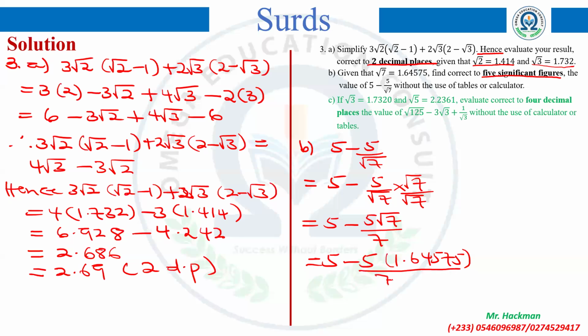Or someone can take the LCM, write it as a single fraction, then later go and substitute. Please, you should know that the 7 here is affecting only this, not the whole of that. So at this point, you use your calculator, you divide, then subtract your result from this. But don't forget that you are looking at 5 significant figures. So your answer that you get, you take it to 5 significant figures. Is that clear?